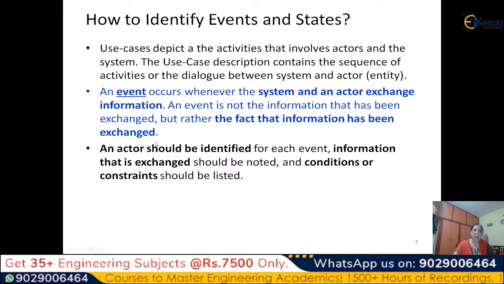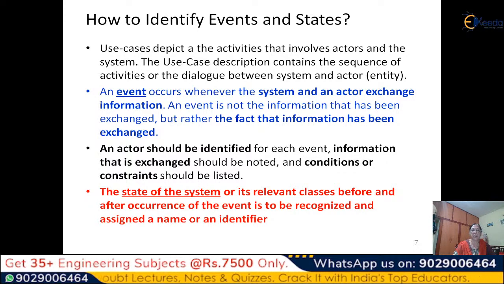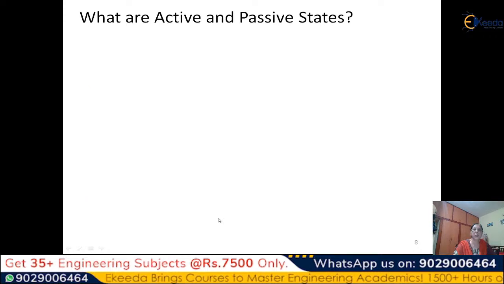Actors should be identified for each event, and we also have to identify whether they have exchanged any information or not. If they have exchanged information, was there some condition or constraint? That also we will list. And if this happens, does it move to another state? If the state of the system or its relevant classes will change, then we have to note that. That has to be recognized, and we have to assign a name or an identifier to that state. Just like we have given names to the class, similarly we have to give a name to the state, because now the class is in a different state.